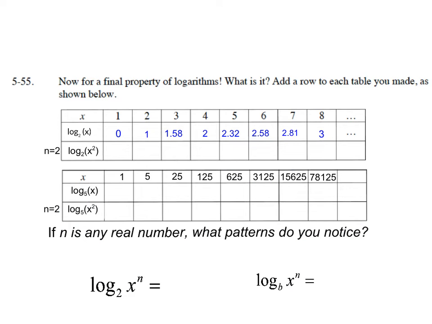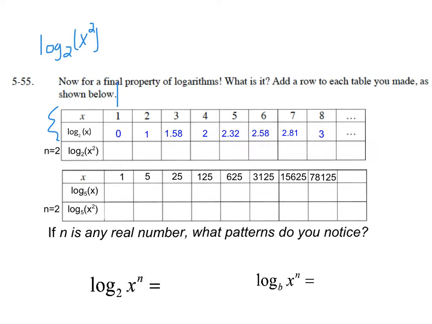Now for our final property of logarithms. Here's our table from earlier in the lesson. We are now going to take a look at a property of if I'm raising my x value to some power. Now I'm going to let that power be 2 here. How does that affect my table or affect the output?